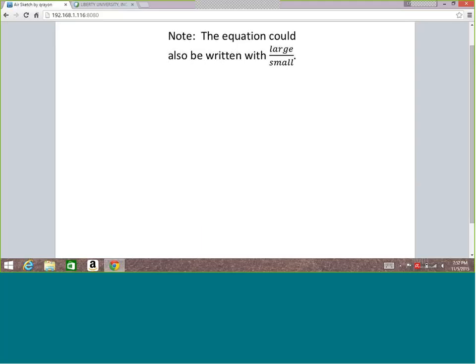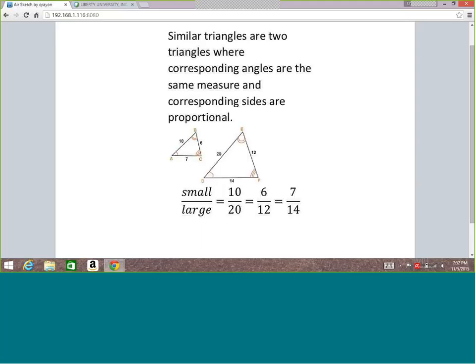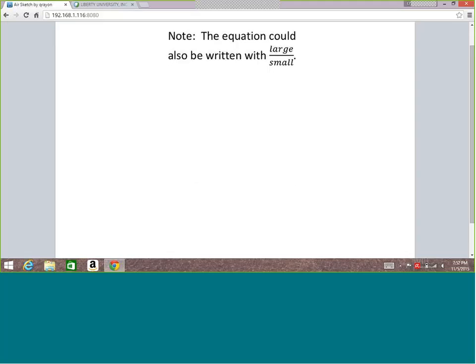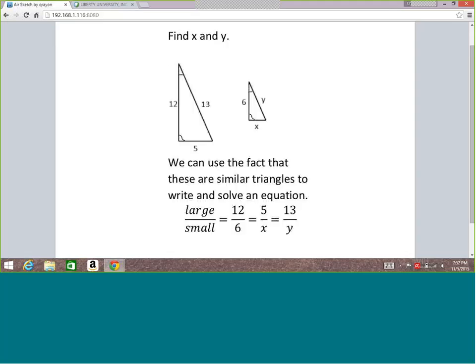Okay, so let's look at one where we need to do some solving. So that's an example of how to set things up. Here's one where we need to find x and y, and how you can tell which ones are corresponding is how I have them marked. These angles are marked the same, so those would be the same measure. And these angles are marked with the little squiggly thing. Those are the same, so those are the same measure. And then the other third angle has no markings, so those are the same.